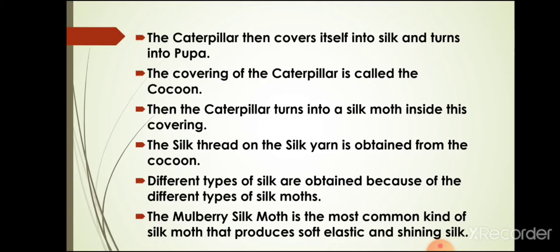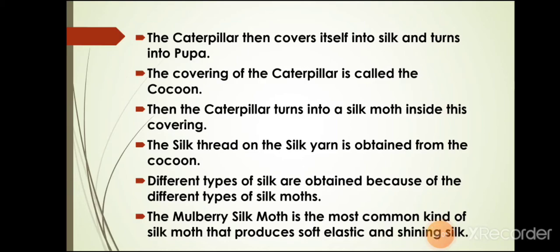Then students, the caterpillar turns into silk moth inside this covering, or we can say the further development of the pupa into moth continues inside the cocoon. So students, the silk thread or the silk yarn is obtained from the cocoon.